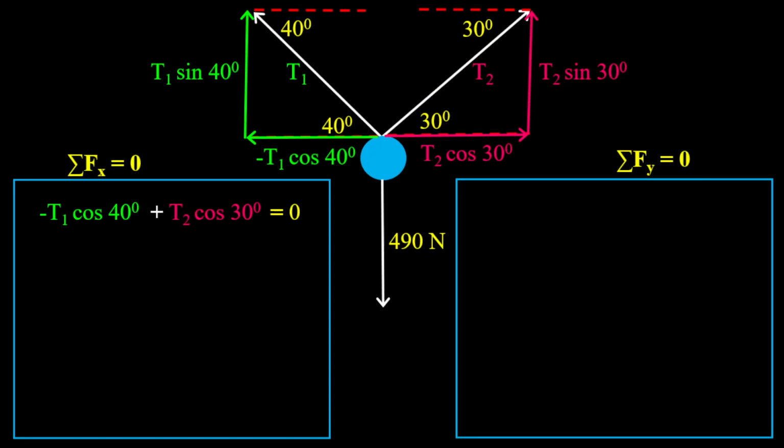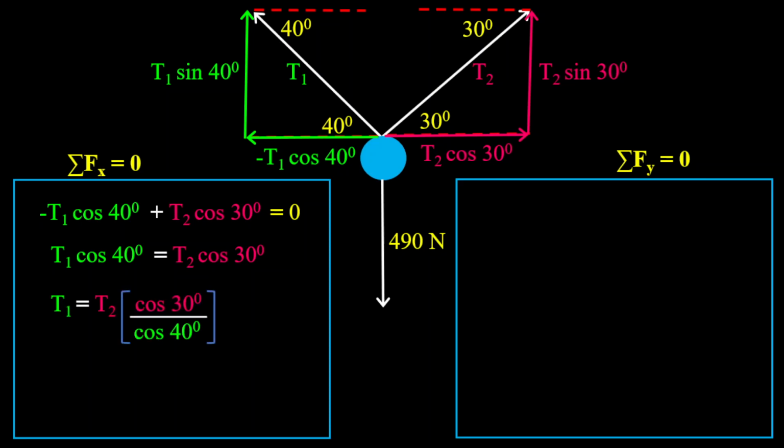From this equation, we have T1 cos 40 degrees equals T2 cos 30 degrees. So from this, we can find our T1. T1 will be given as T2 multiplied by cos 30 divided by cos 40. For T2, it is given as T1 multiplied by cos 40 degrees divided by cos 30 degrees.